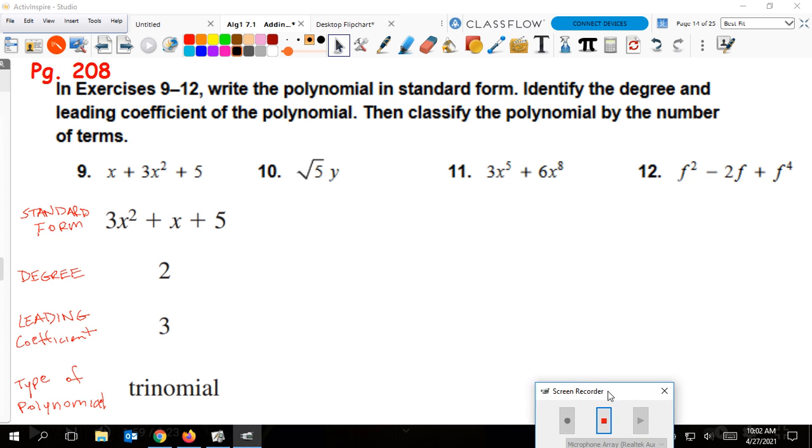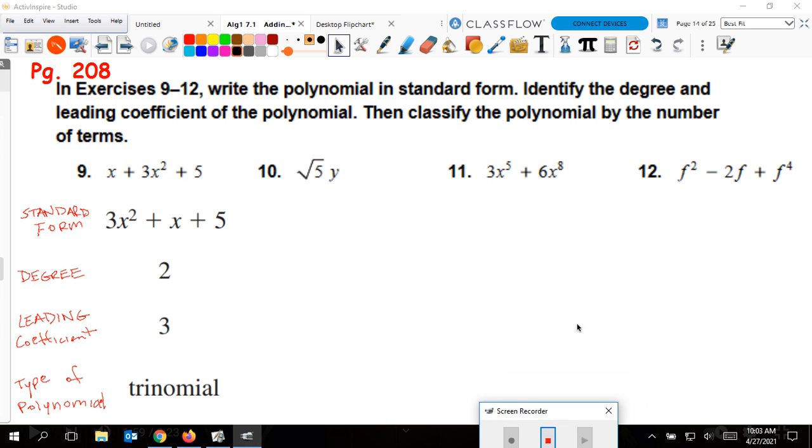Okay, let's go ahead and check our answers here for number 10. So number 10, it's just a single term, so it is what it is. There's no other order than what it is. It's just one single term. And the degree, the y has a 1 here, so it's a degree 1 polynomial.